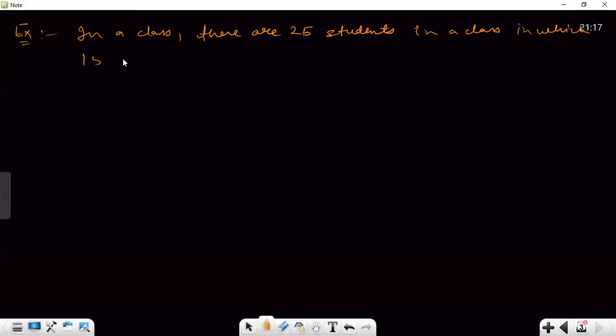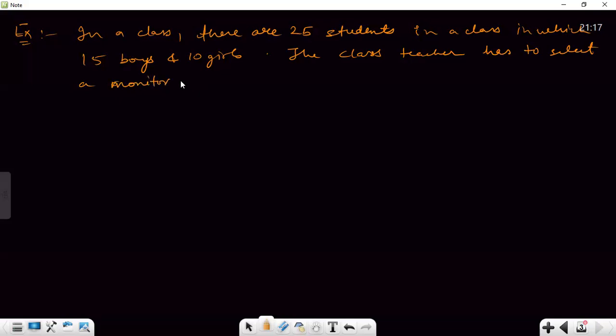In which 15 boys and of course less girls are there. The class teacher has to select a class leader, a monitor. It can be a boy or a girl, doesn't matter. In how many ways the class teacher can appoint the class monitor?